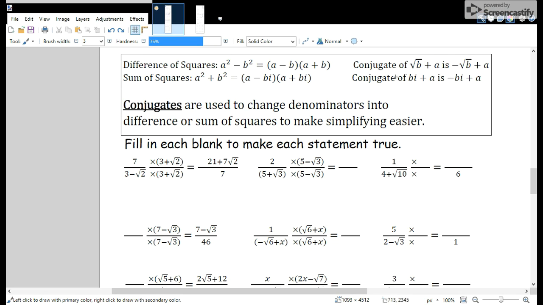Basically, the reason why we have conjugates is so we can get a sum of squares. So if you multiply the two conjugates together, you get a squared plus b squared if it's i's. If it's radical symbols, it will be a squared minus b squared.